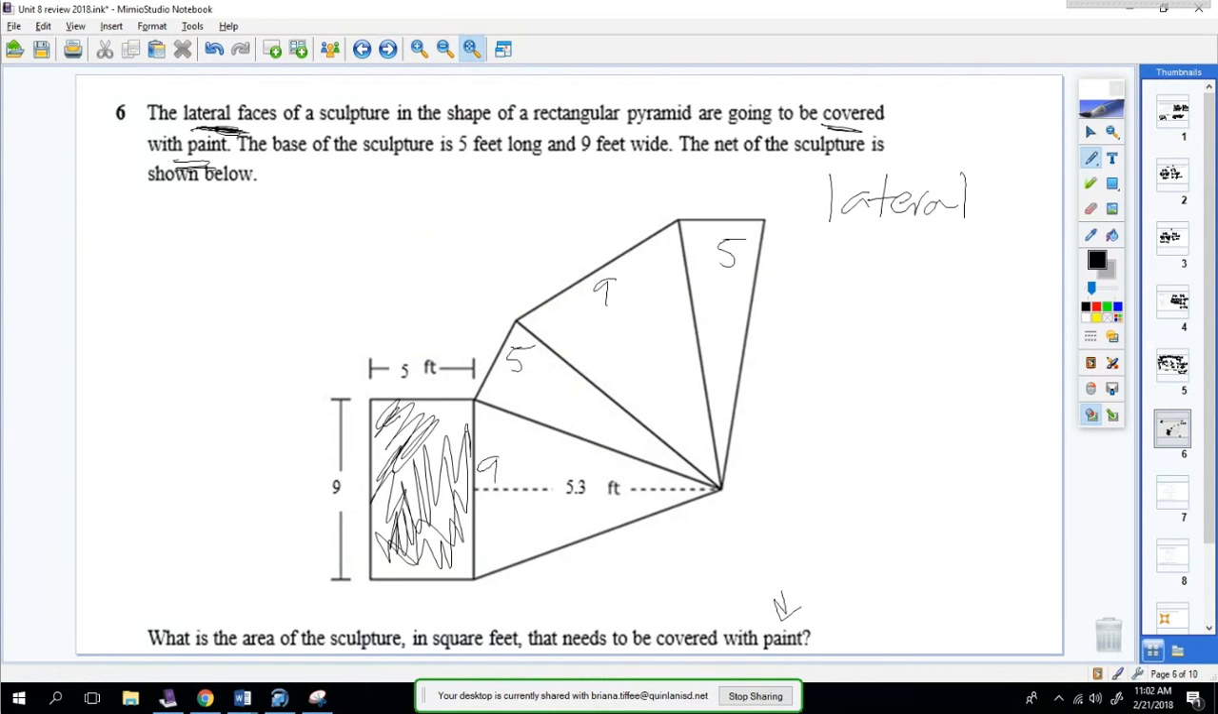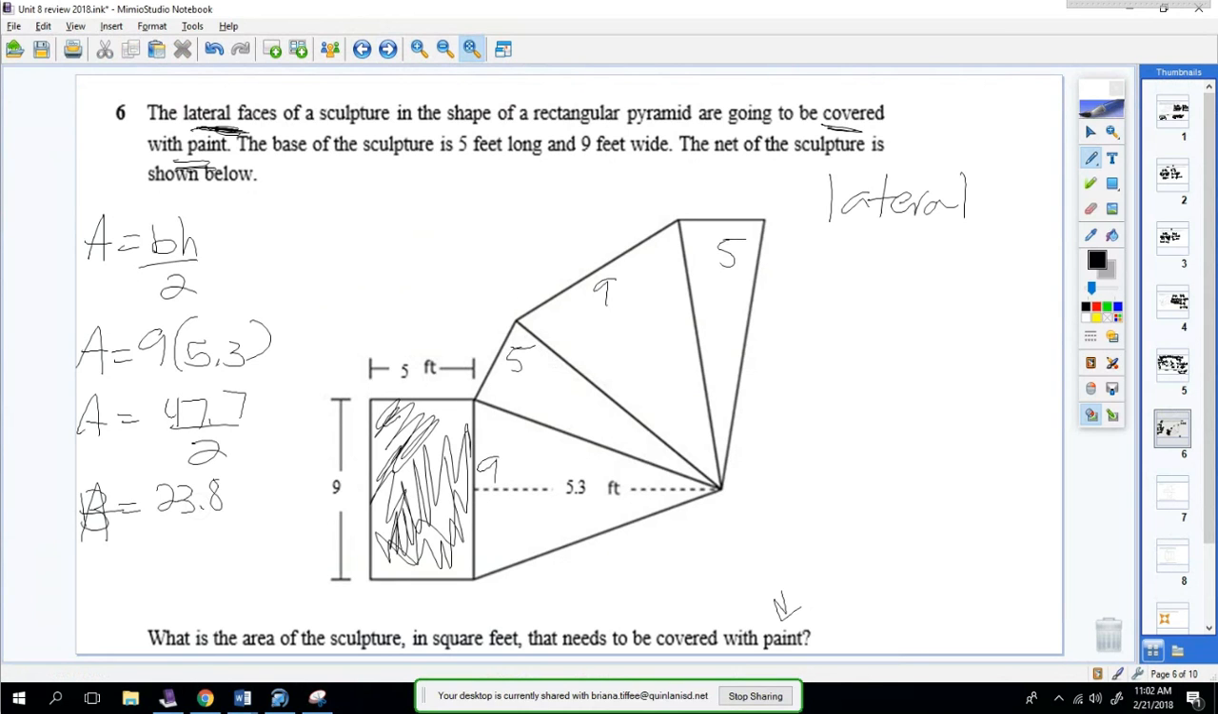So the way we find the area of a triangle, we do base times height divided by 2. So the base is 9 for the first one, and the height is going to be 5.3. So you're going to do 9 times 5.3, which is 47.7, and then divide by 2. That is going to be 23.85. So this one's going to be 23.85. That means that this one's going to be 23.85.